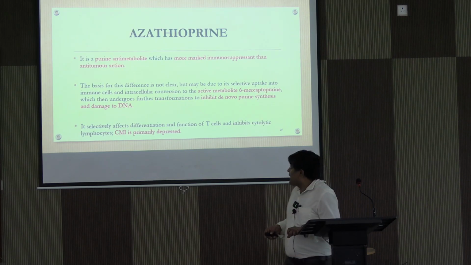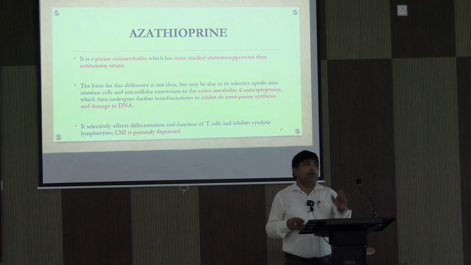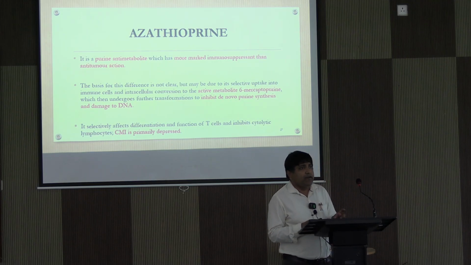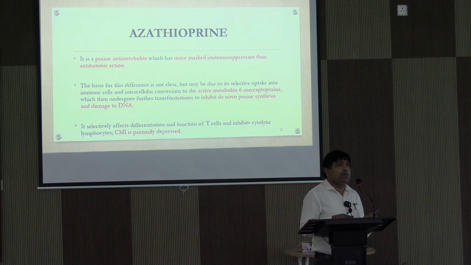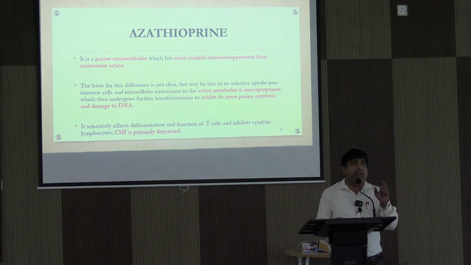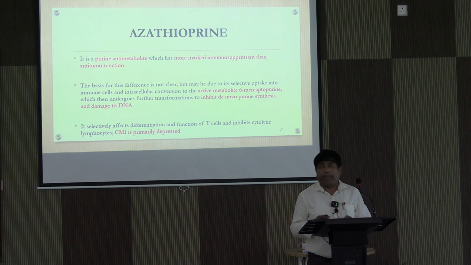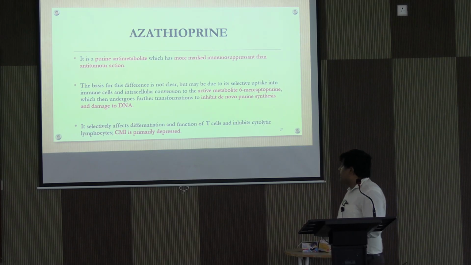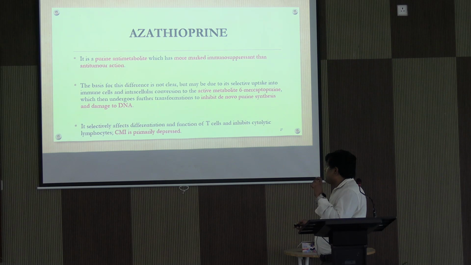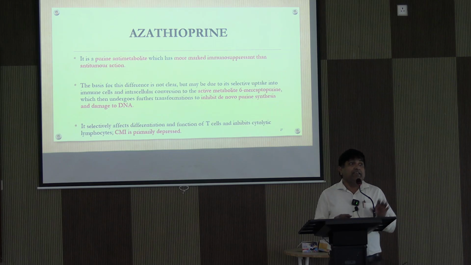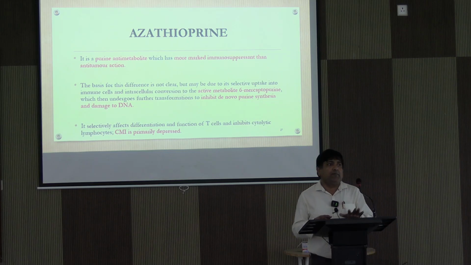Now coming to Azathioprine, it is a purine antimetabolite, it is a prodrug, it is converted in the body to 6-mercaptopurine and thus it inhibits de novo synthesis of purine and thus causes damage to the DNA. It selectively affects the differentiation and function of T cells and inhibits the cytotoxic T lymphocytes. Cell mediated immunity is suppressed.